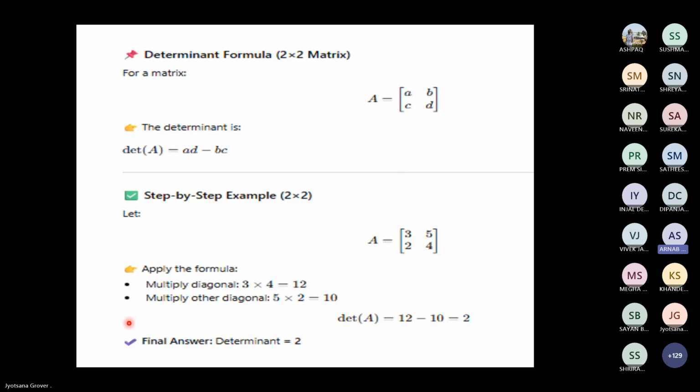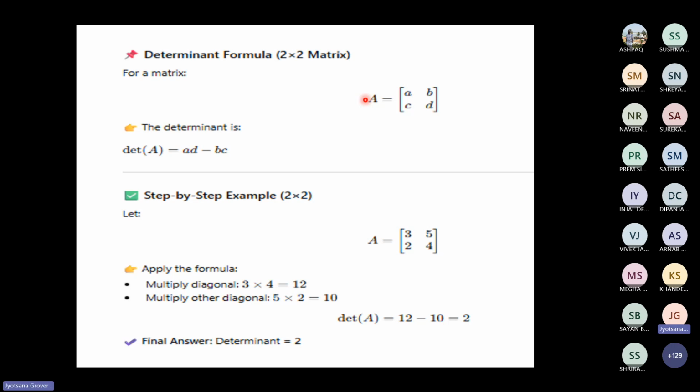Determinant A is equal to AD minus BC, right? Yes, determinant of A, where A is a matrix.